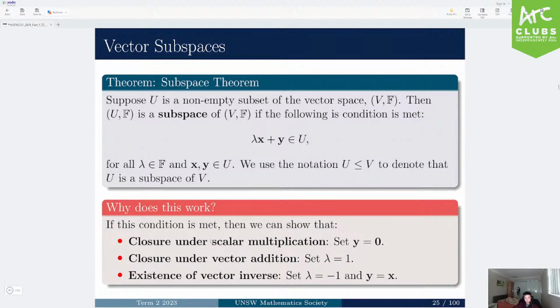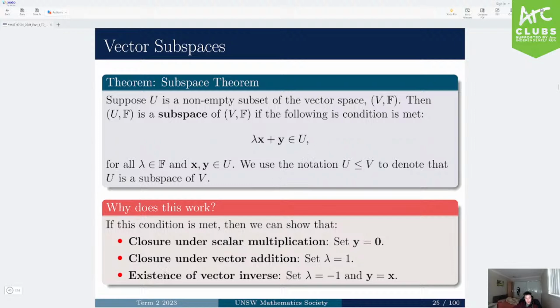Again, why does this work? Well, we can confirm that this is closed under scalar multiplication by setting y equal to 0, and then we check that lambda x is inside U, and that checks closure under scalar multiplication. If we set lambda to 1, that would check that x plus y is an element inside U, and that checks the closure under vector addition.